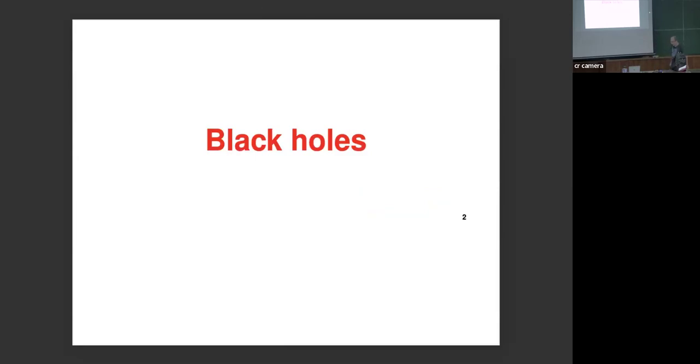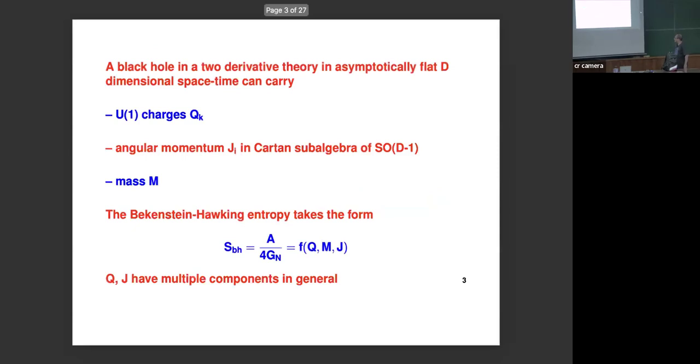So let me begin by giving some general introduction. As you know, black holes in two derivative theory in asymptotically flat d-dimensional space-time can carry typically a set of U(1) charges, angular momentum, and mass. In higher dimension there will be more than one angular momentum in the Cartan subalgebra.